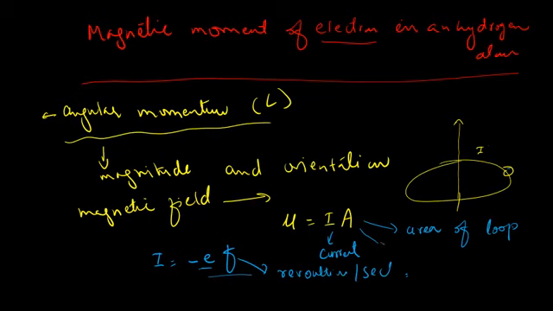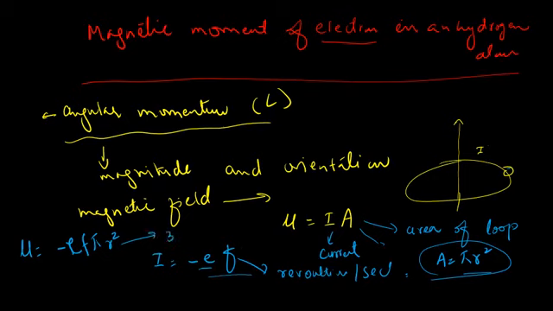And what will be the area A? A will be equal to pi r squared, because it is the area of the current loop. Here we consider the current loop as a wire, and its area of cross section will be pi r squared. So what will be the magnetic moment mu? By putting the values of I and A, mu will be equal to minus EF pi r squared. We can consider this as equation 3.